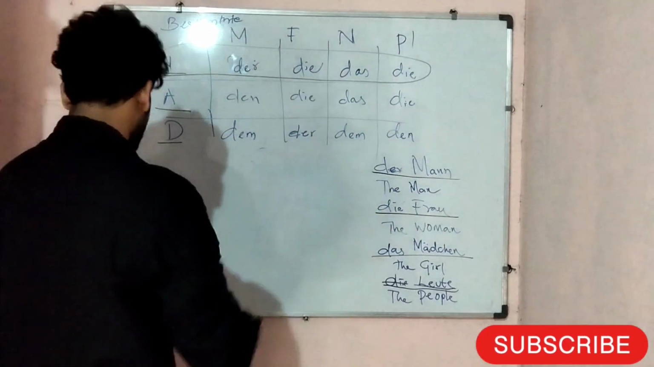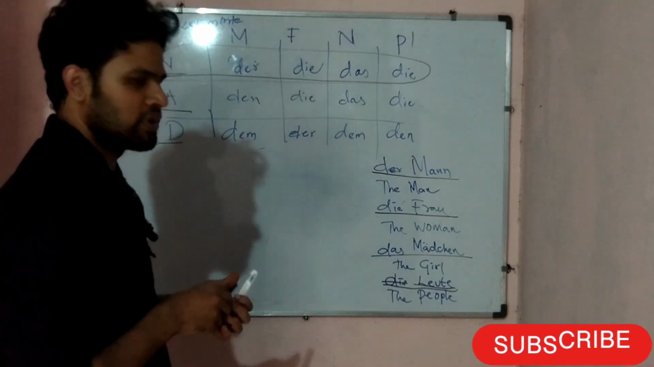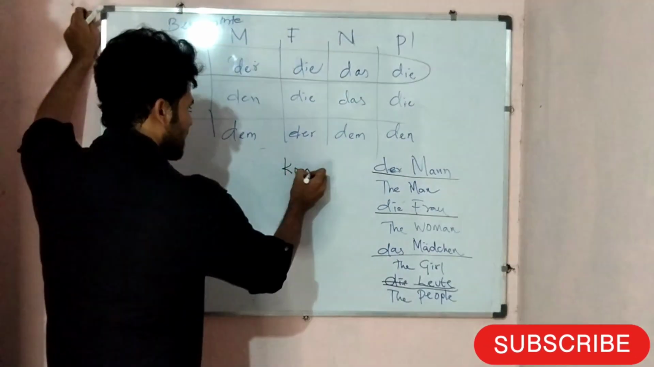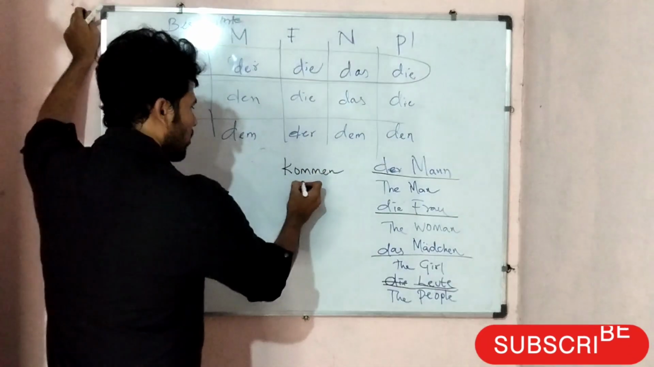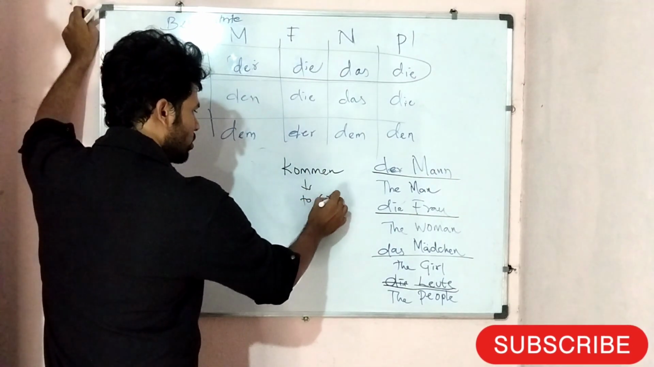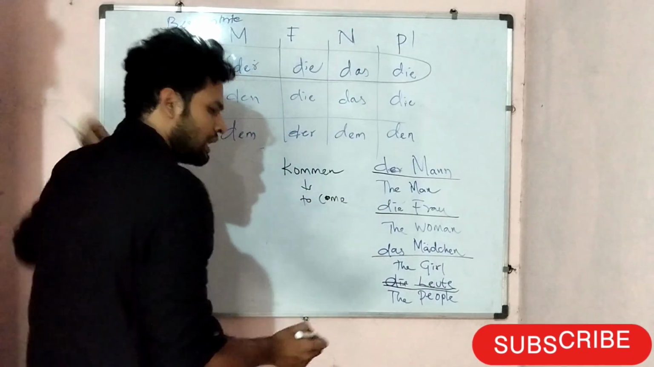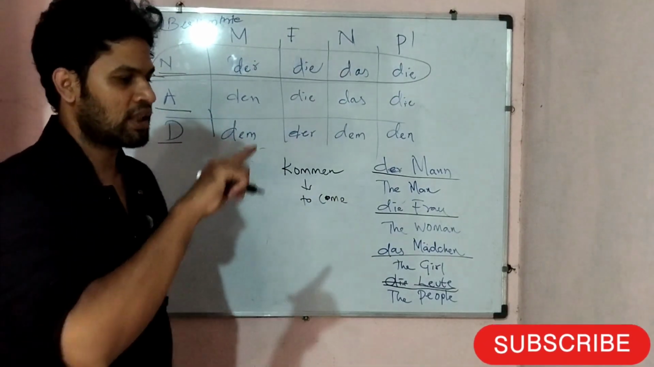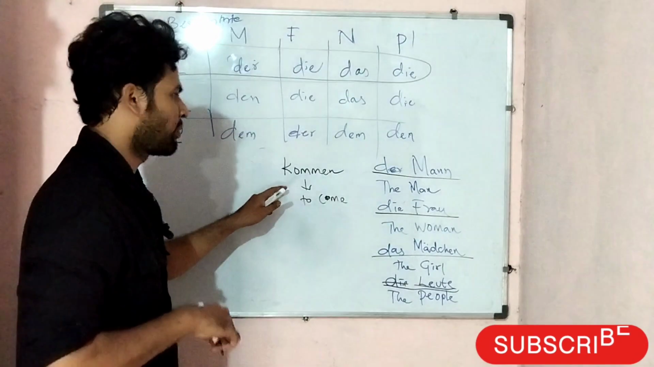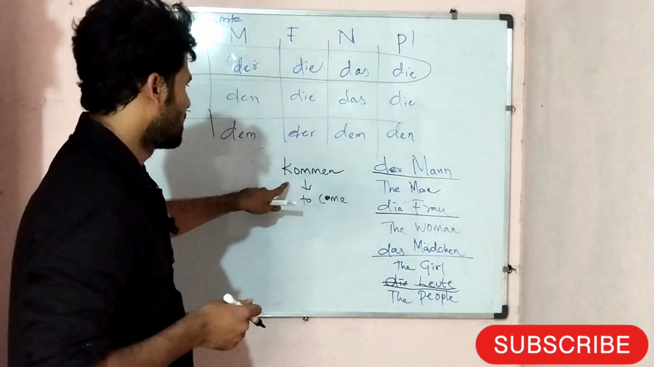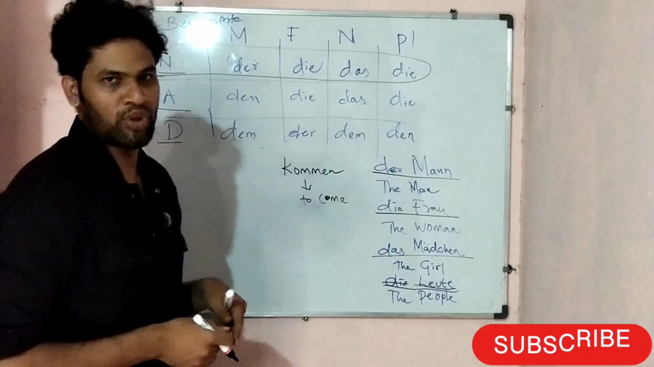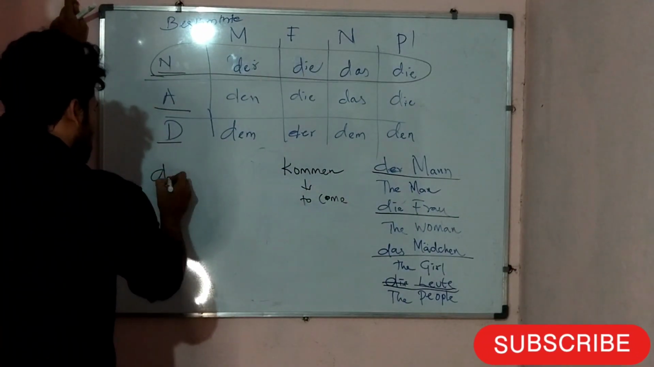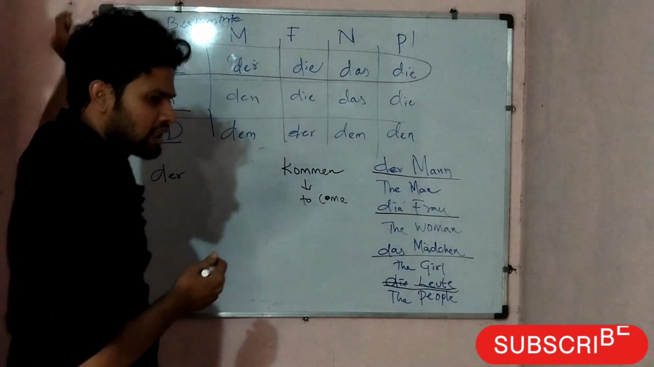So first is der Mann. I need a verb. We already know how to use a verb. I'm taking the verb called kommen. What is kommen? To come. I hope you remember it from the last class. If you don't follow, please subscribe and follow so that you will be able to understand the remaining classes as well. So kommen is nothing but to come, the verb. So I'm going to use the verb with the noun. The man is coming.